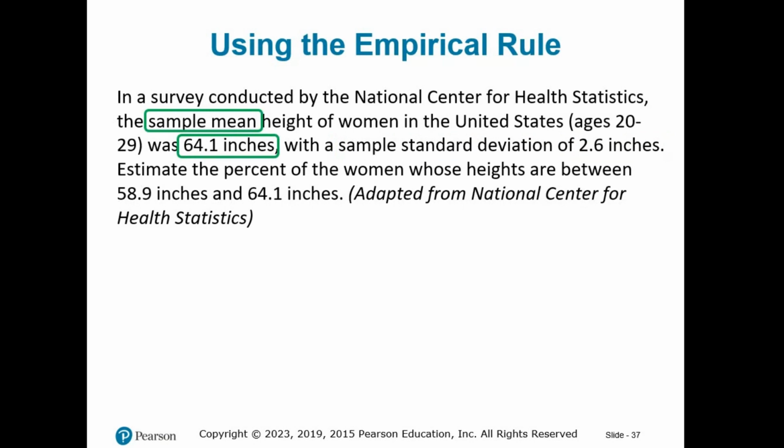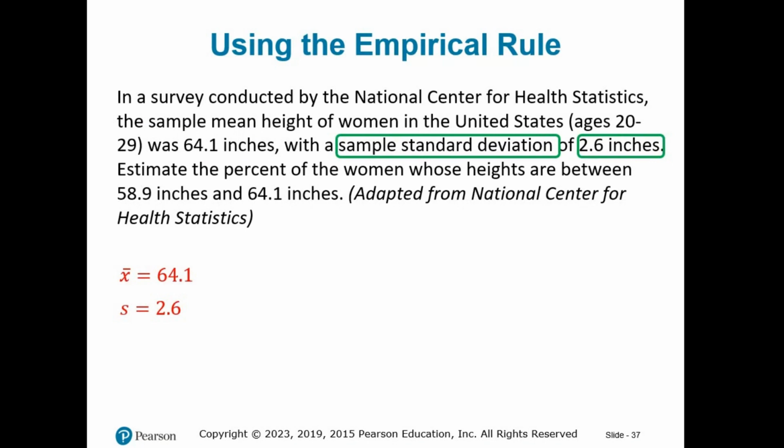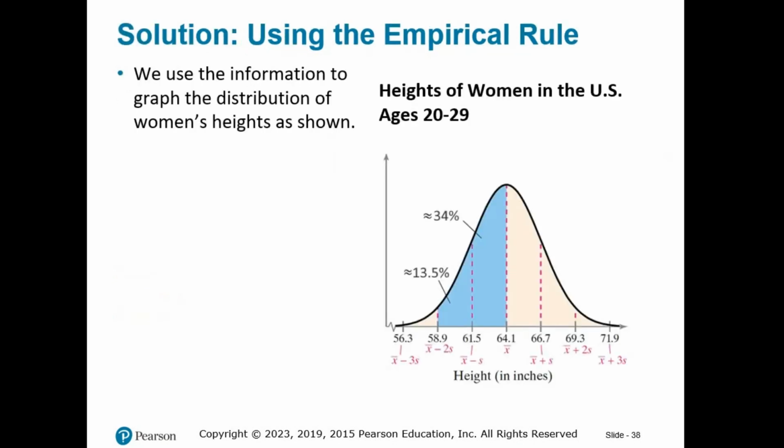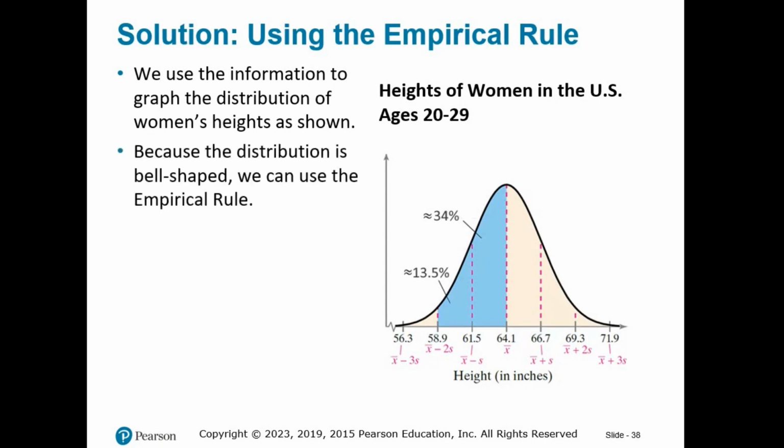So now let's use proper notation for these pieces of information. This means that x bar equals 64.1 inches and lowercase s equals 2.6 inches. From that information, we're able to graph the distribution of women's heights as shown here. The sample mean anchors the graph at 64.1. Then we simply add 2.6 to it to find our first marker above the mean. Then subtract from it to find our first marker below the mean. Then add it again to get the next marker above, and so on. Because the distribution is bell-shaped, we can use the empirical rule to find the percentages between the heights.